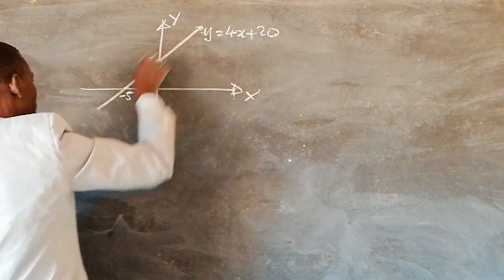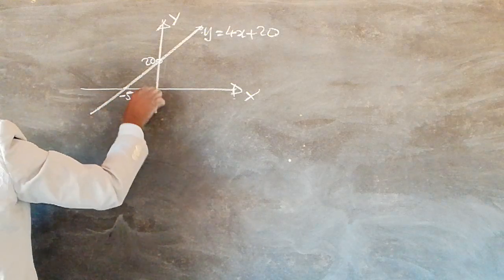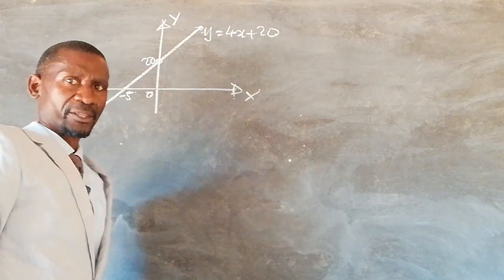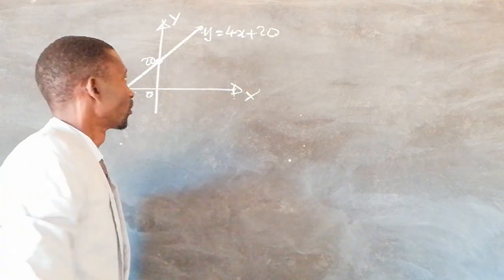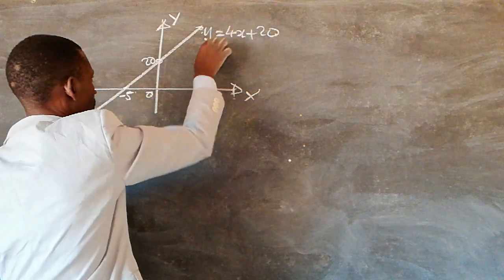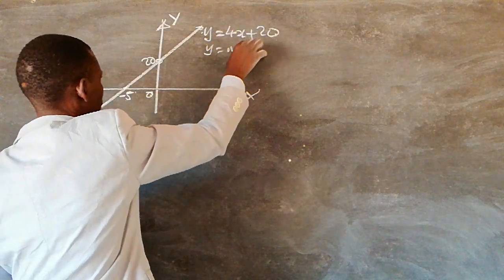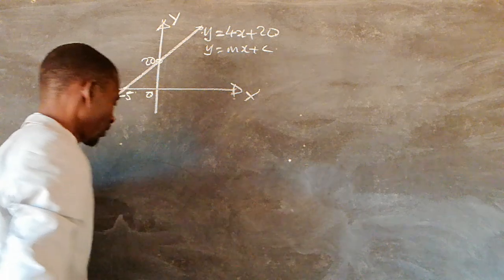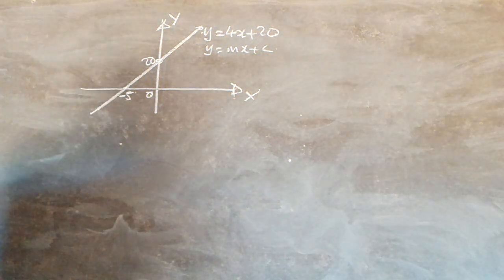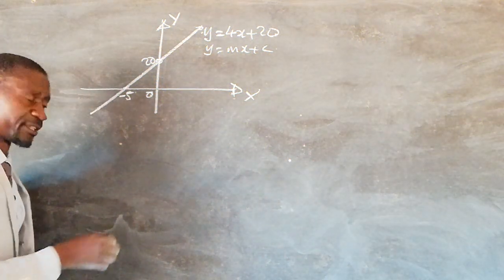But how are you going to tell whether you are supposed to shade the upper part or the lower part, with an equation like this one, which is in the form of y equals mx plus c? How do we shade the unwanted region? Listen very carefully as I explain.